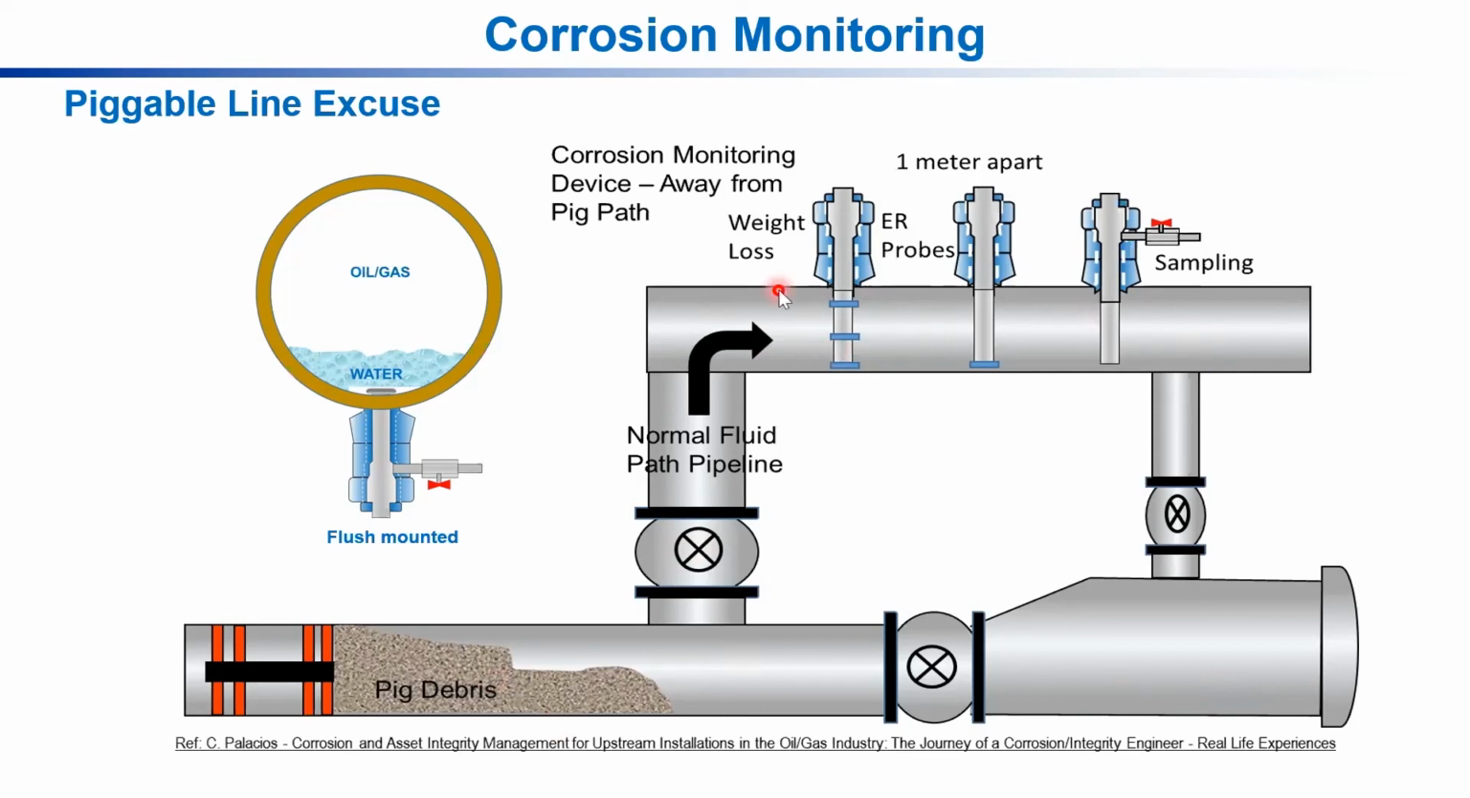You can have your weight loss coupons, probes, and sampling. Sampling is very important to have. Why is it important? Because this amount of pig debris will never reach here, and then we say, well, we only had a little bit of debris. Yeah, because most of the debris went on this bypass. So if we start taking samples from the very beginning, we can guesstimate the amount of pig debris that we have in the pipeline. Okay.